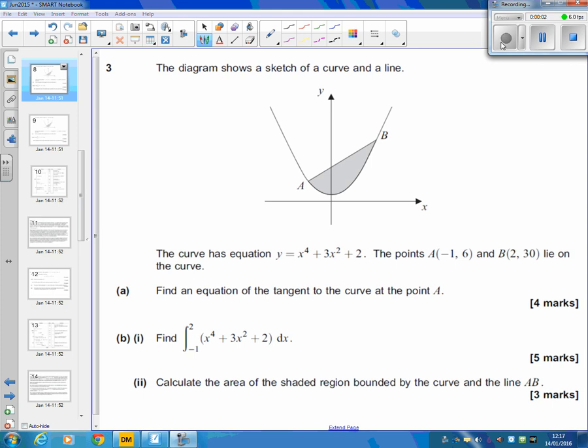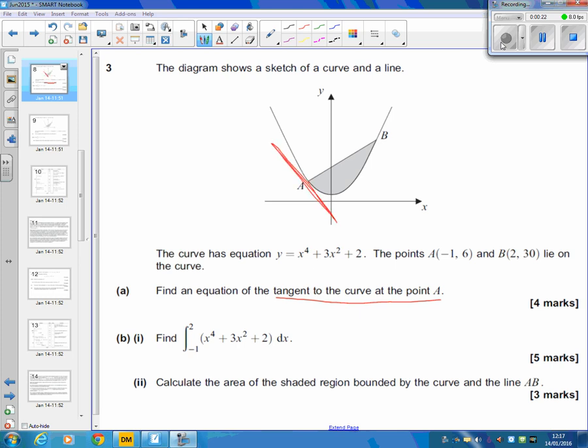June 2015, Core 1, Question 3. Lots of work to do here. Now, I had quite a lot of people that didn't read the question here. You're being asked to find the tangent to the curve at point A. So if you think about this, the tangent to the curve at point A would look like that.